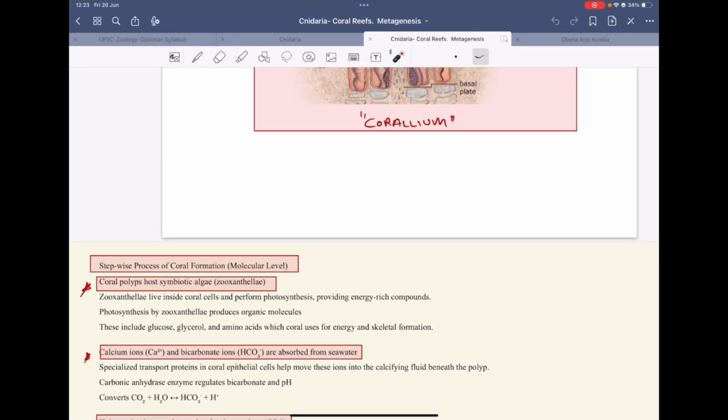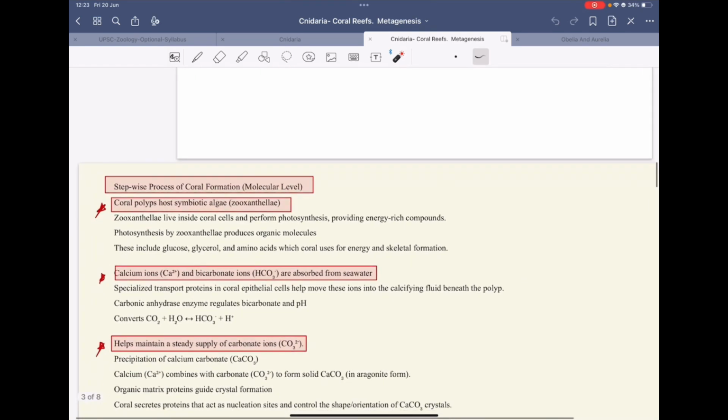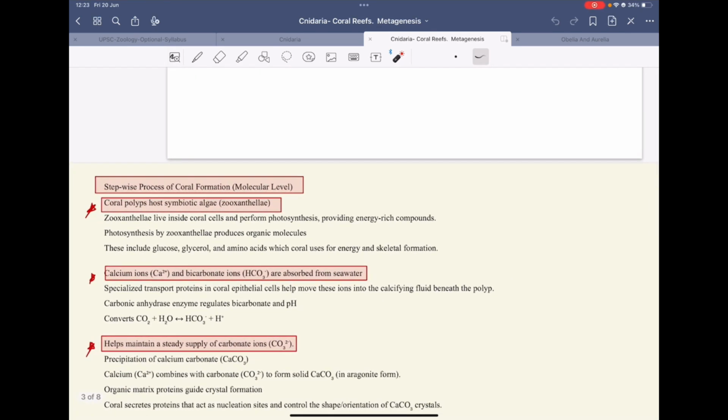Now we need to understand how the corals are formed, the formation of coral, and what happens at the molecular level. First of all, you need to know that there is the presence of zooxanthellae. Zooxanthellae are symbiotic algae. Symbiotic algae means it gives benefit to the corals, and the coral in turn gives benefit to the zooxanthellae.